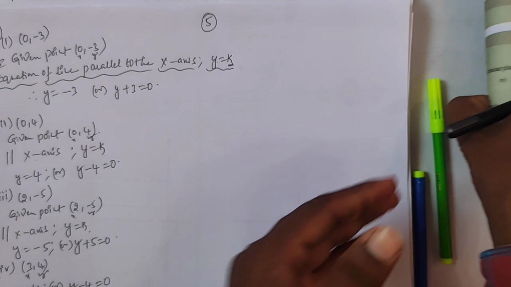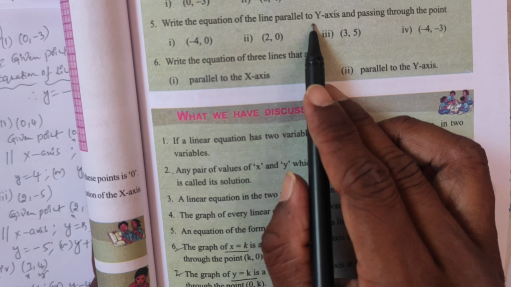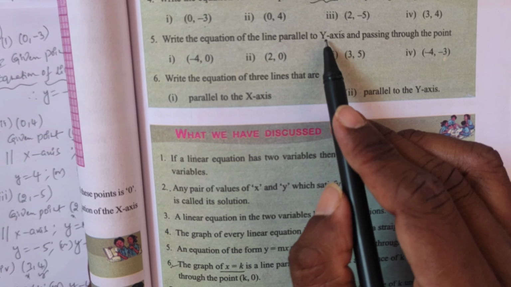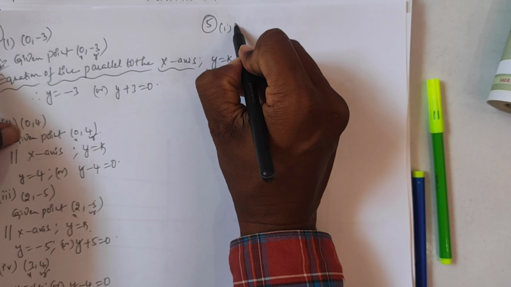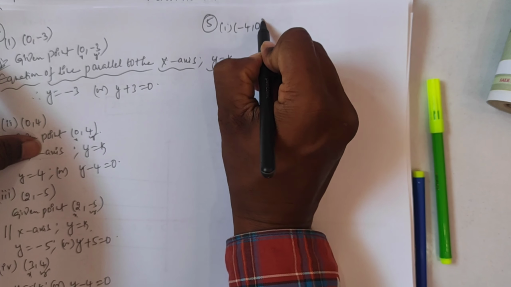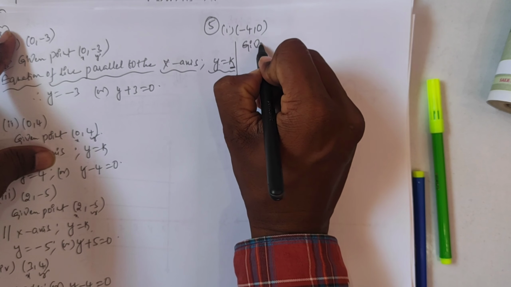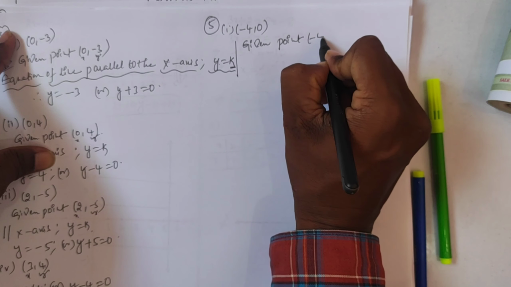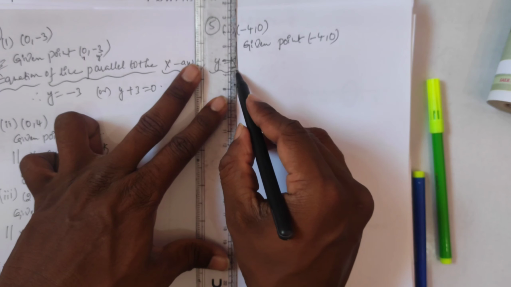Question number 5 is what? Write the equation of the line parallel to the y-axis and passing through the point. Here it is given parallel to the y-axis. So first, what is the given point here? First one is minus 4, 0. So first we'll write here the given point. Given point is minus 4, 0.